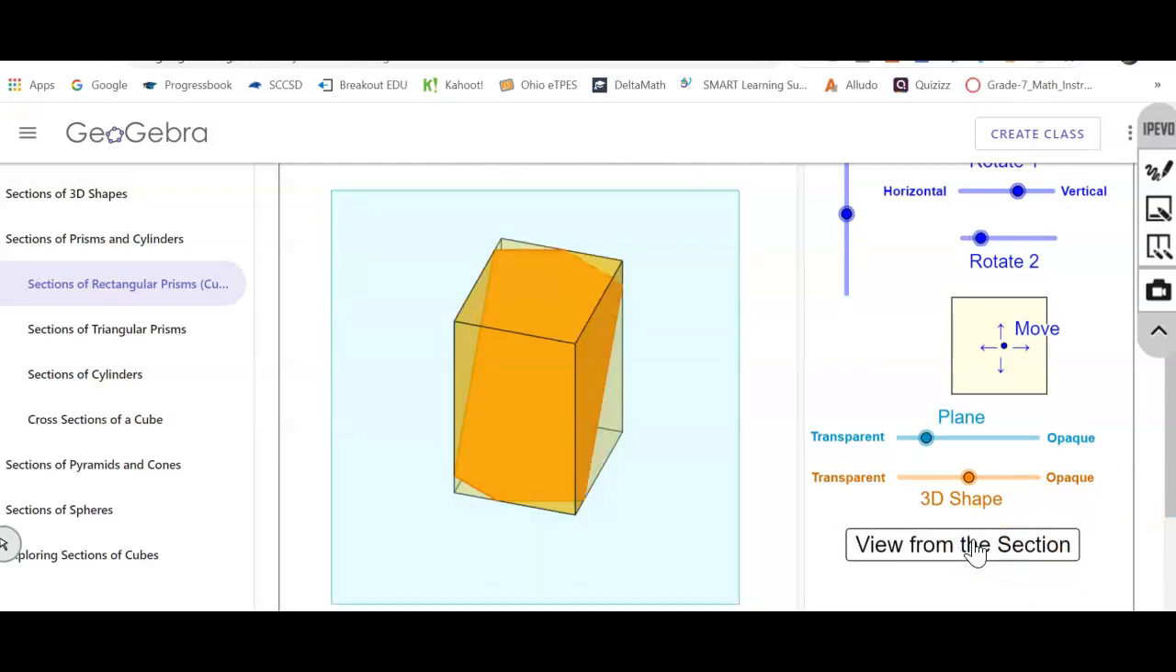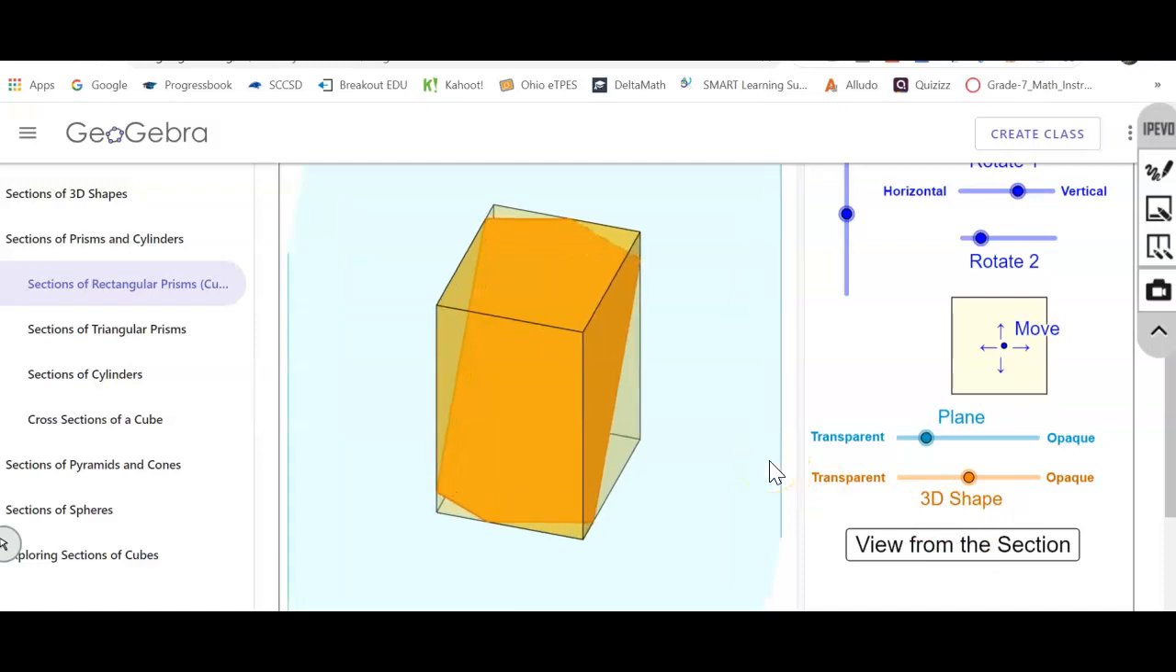If I move it, oh, what shape I got there? 1, 2, 3, 4, 5, 6-sided figure. 6-sided is a hexagon. Hexagon is 6. Pentagon is 5. Octagon is 8. 7 is heptagon.